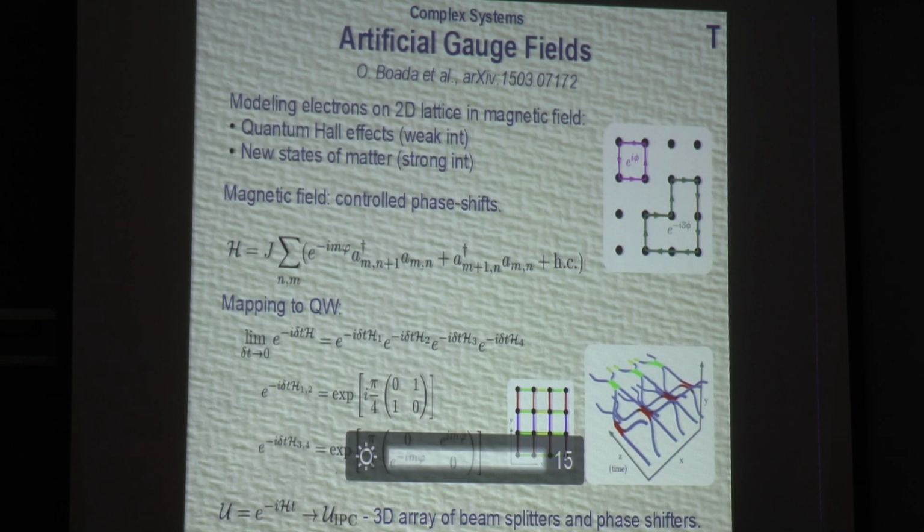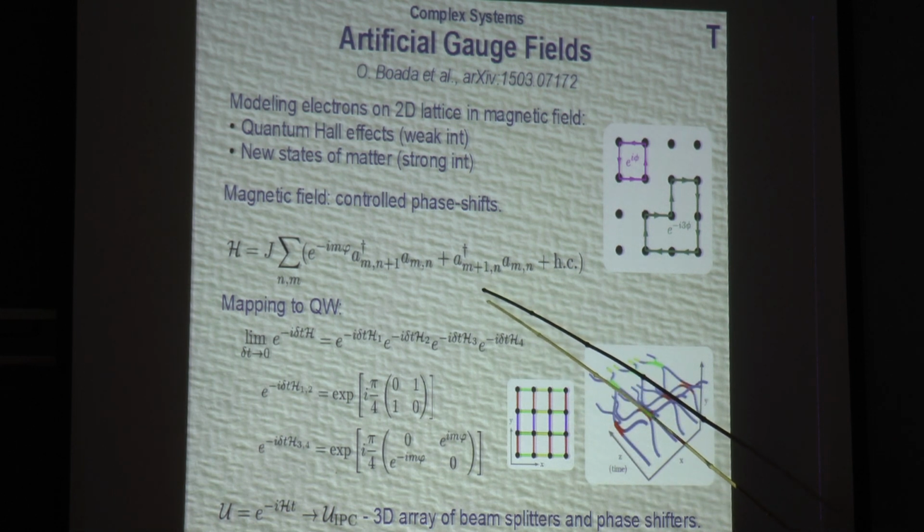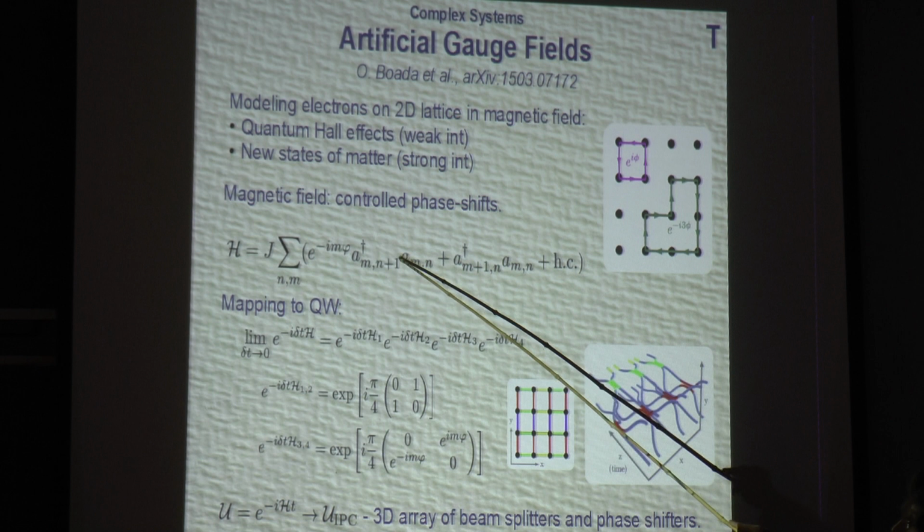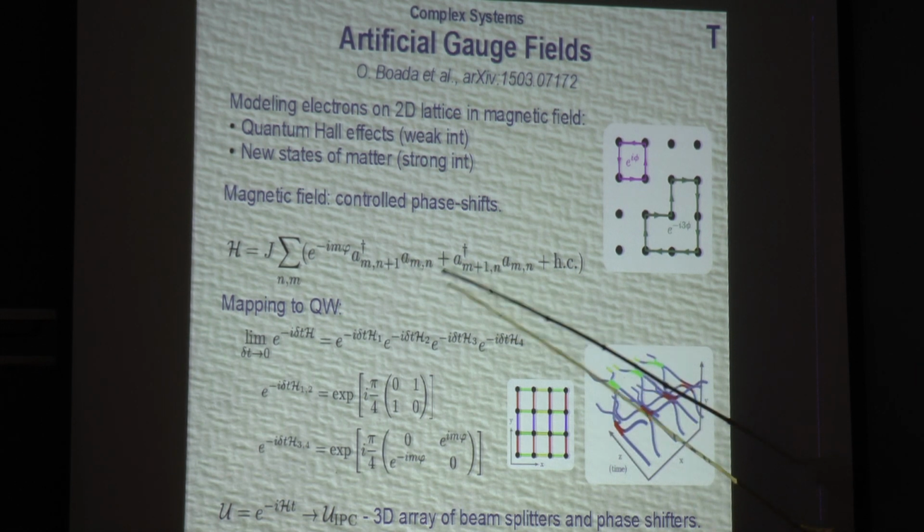Another class of problems where quantum walks were useful is the description of artificial gauge fields. They are useful in modeling electrons on a two-dimensional lattice in magnetic fields. Here we encounter such problems as the quantum Hall effect if they are weakly interacting, or new states of matter if they interact strongly. This Hamiltonian has been chosen to simulate an artificial magnetic field, which is encoded as phase shifts during the evolution on a two-dimensional lattice. Why is it artificial?